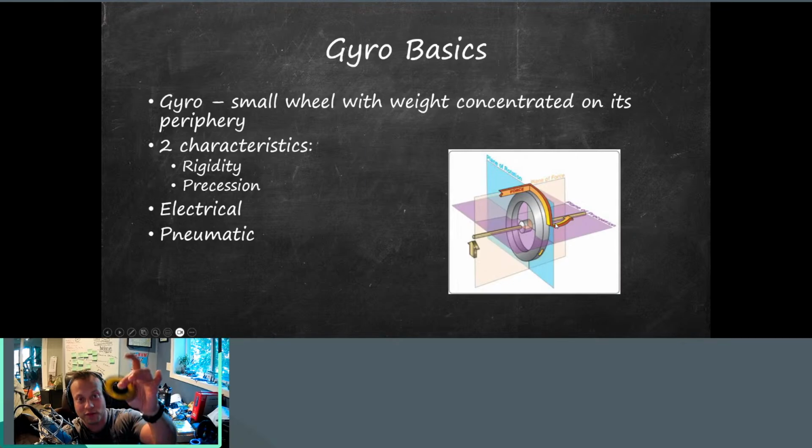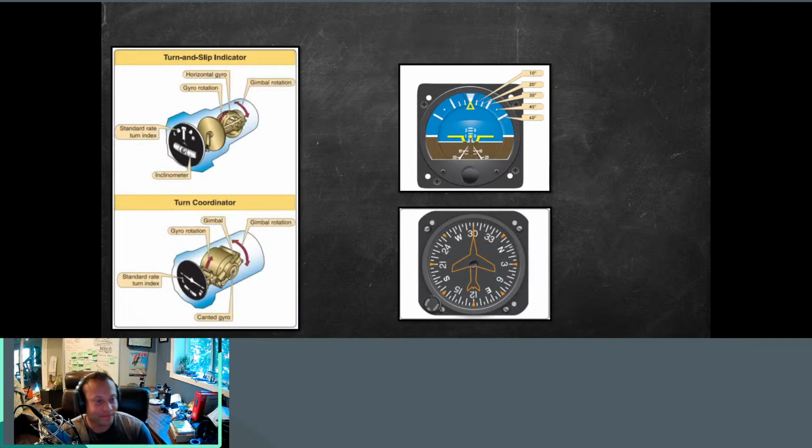And you can actually take a fidget spinner and feel that as you move the fidget spinner in one direction, it'll experience a yaw in a direction 90 degrees away from that input. Now, the two types of gyros you might see are electrical and pneumatic. An electric gyro is what it sounds like. It's driven by electricity. Now, a pneumatic gyroscope is going to be driven by a vacuum-driven air pump. It's literally high-speed air that turns the gyro, and it spins it super fast.